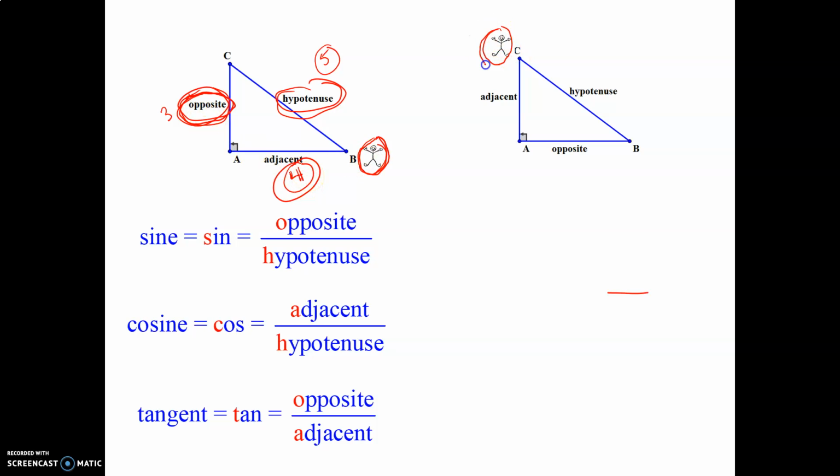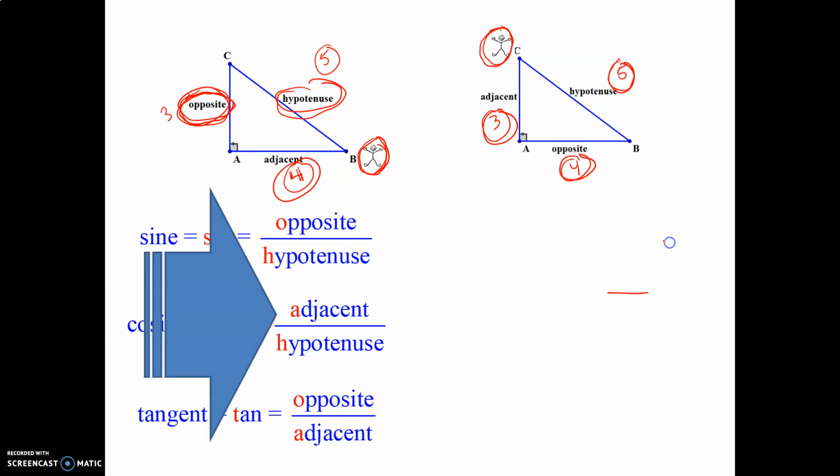Now, if I'm over here at angle C, the sine of angle C would be the opposite side. Let's call these 3, 4, and 5 again. Okay, the opposite side would be 4, and the hypotenuse would be 5. So the sine of angle C is 4 over 5. The cosine of angle C is adjacent over hypotenuse. That would be 3 over 5. And the tangent of angle C would be opposite over adjacent. So that would be 4 over 3.